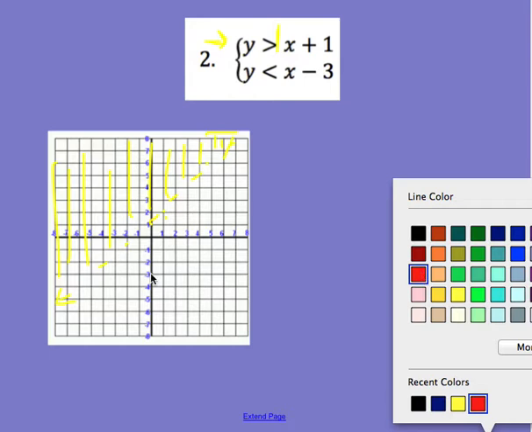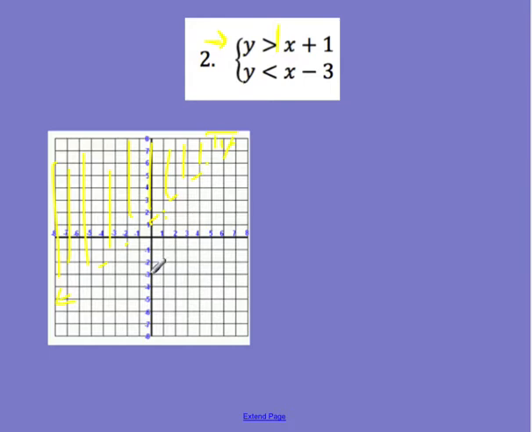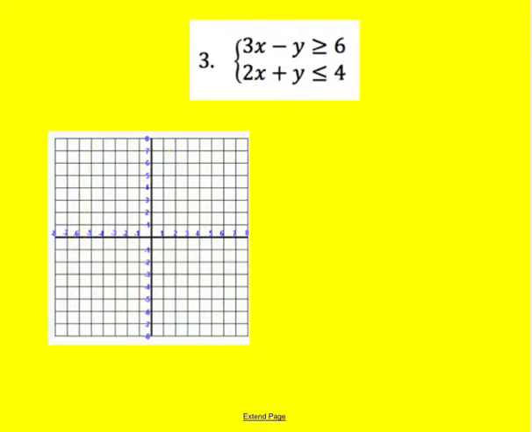Next, we're crossing the y-axis at negative 3, and then we're going up 1 over 1. And so we're going to have a dotted line again, because there's no solid line underneath. But this time the alligator is facing away, so we need to shade down from the inequality. So because our inequalities' shading didn't overlap, these are our solutions. Since they don't overlap, our solutions are on the outside there. All right, let's take a look at number 3.